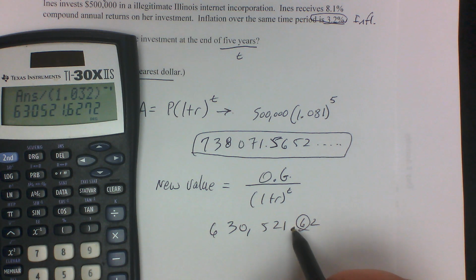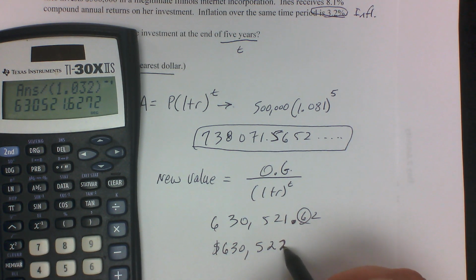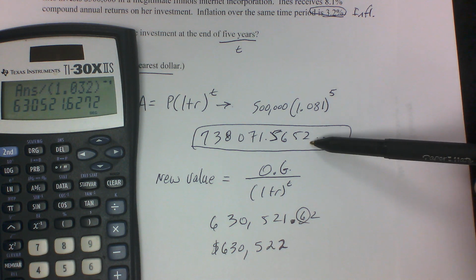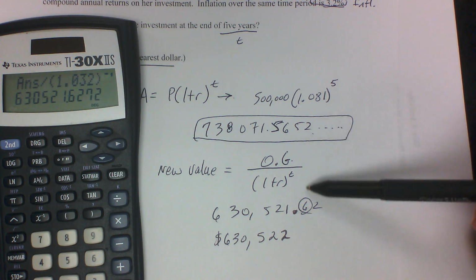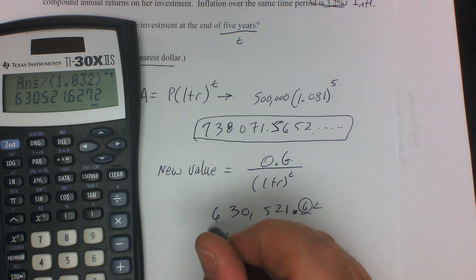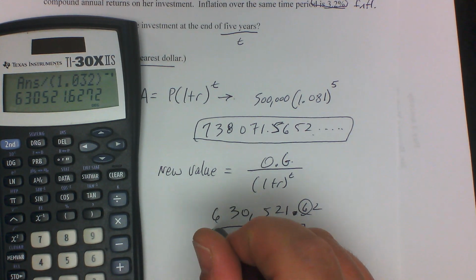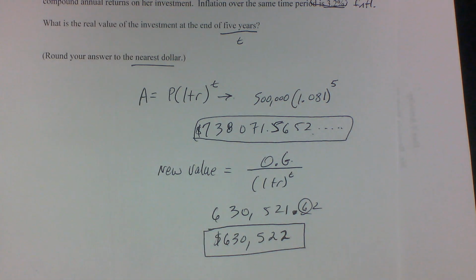So here's where the dollar would be. So my answer is going to be 630,522. So what that means is she will actually have that much money in the bank, but the value of that money in 5 years will actually be what this would be worth today. So that's the actual value in terms of today's money. This is how much she'll actually have. All right? Now let's run through one other thing real quick.